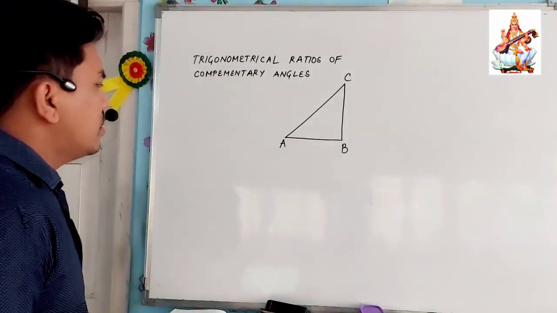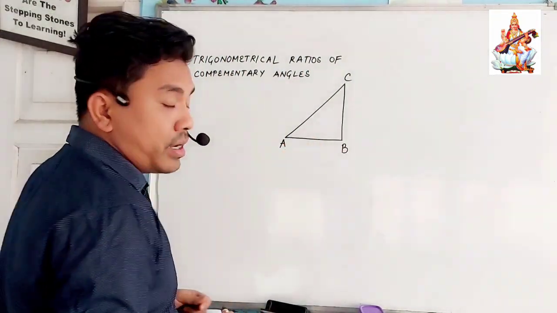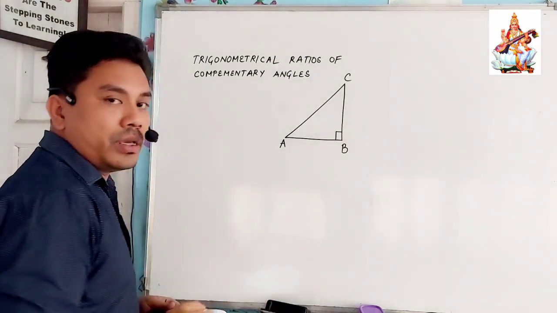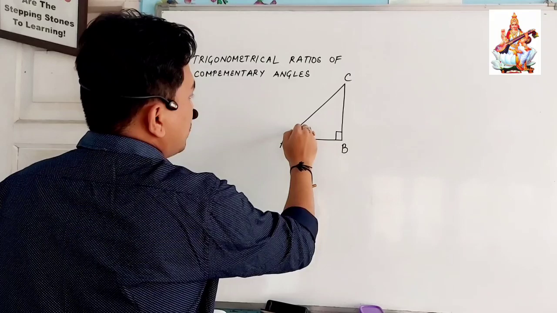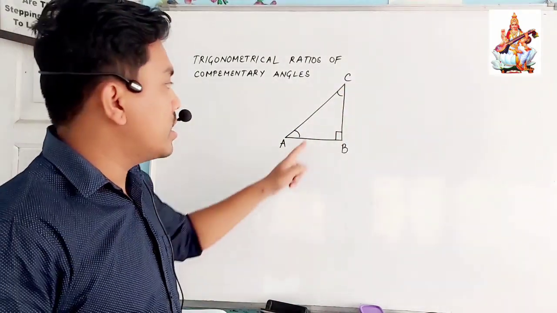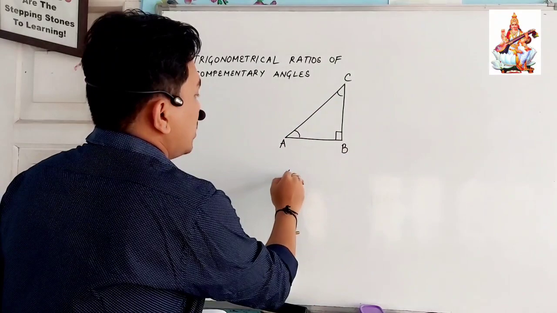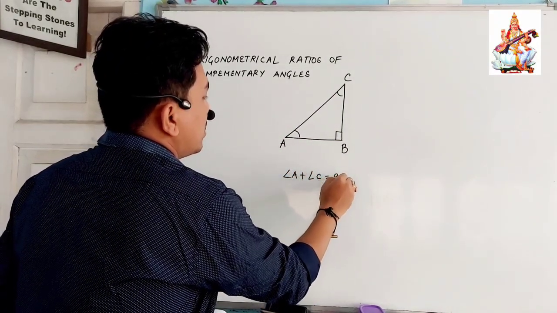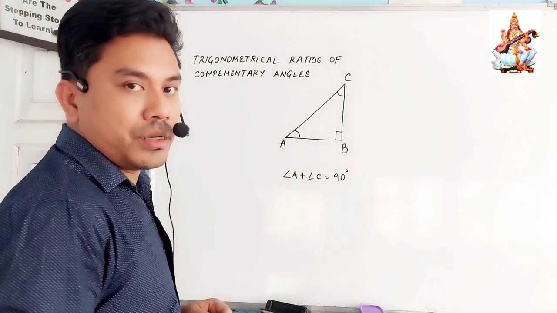Now you see here I have drawn one right angle triangle. Angle B is 90 degrees. Then obviously the sum of the other two angles, that is angle A and angle C, will be 90 degrees. Isn't it?